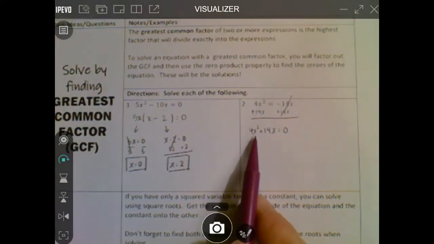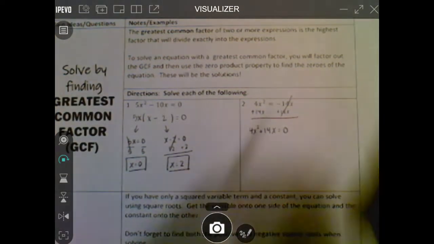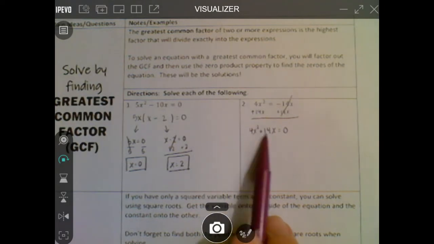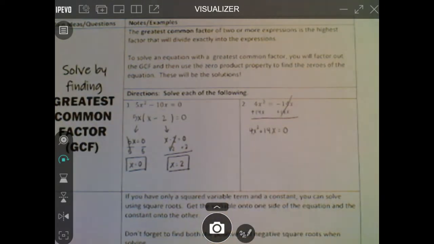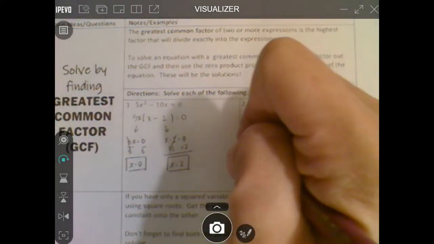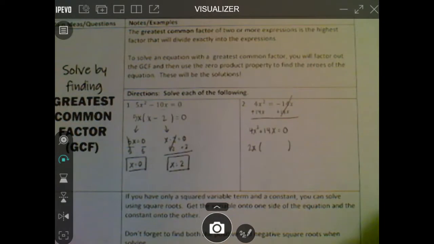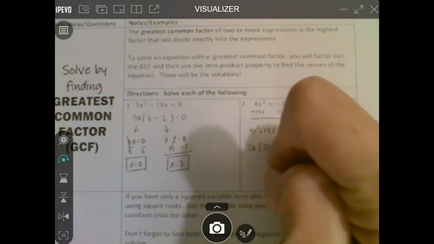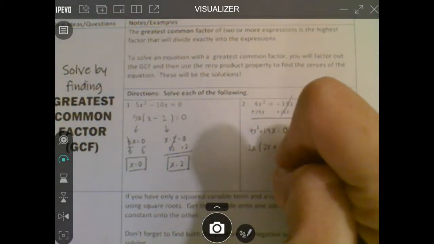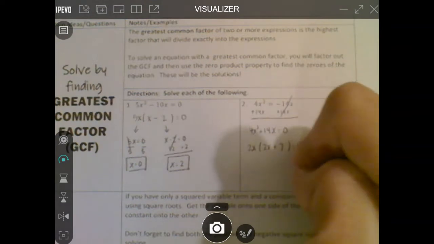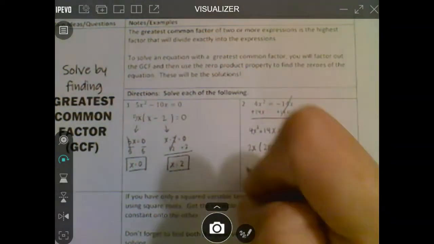And then between these two terms, 4x squared plus 14x, my greatest common factor between 4 and 14 is going to be a 2. And my greatest common factor between x squared and x is going to be an x. So I'm going to take out a GCF of 2x. That's going to leave me with a 2x, and then bring down the plus between, and a 7. Bring down my equals 0.